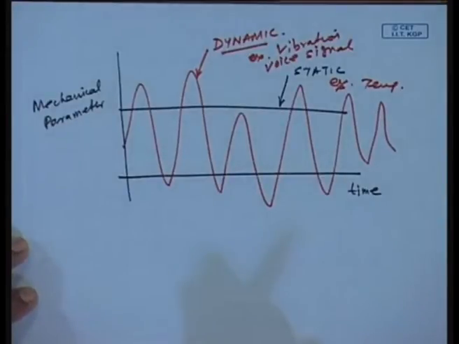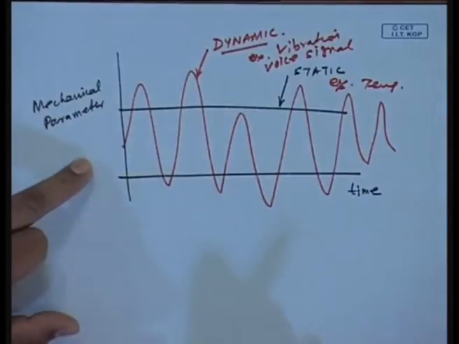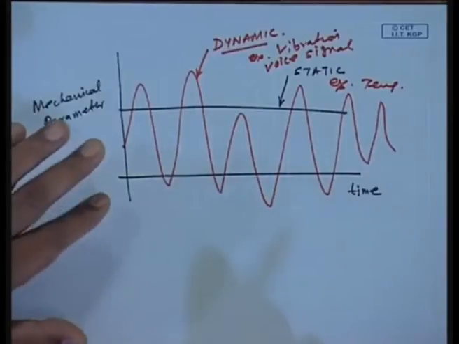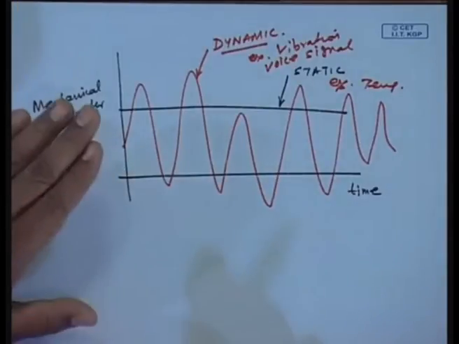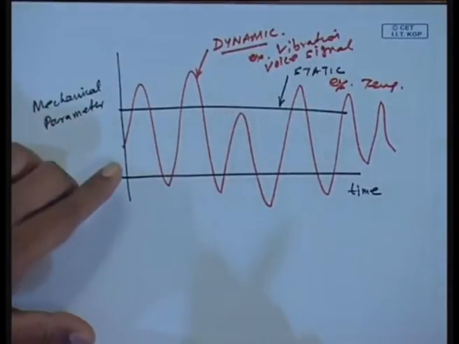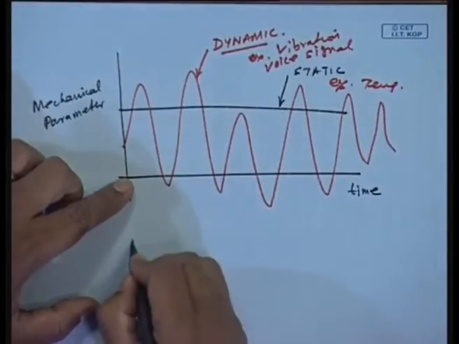So, the mechanical parameter is either static or dynamic, having dynamic characteristics. So, static means it is not changing with time, it has a DC value, it is not having any frequency, but dynamic means it is varying with time. So, it has a frequency content.